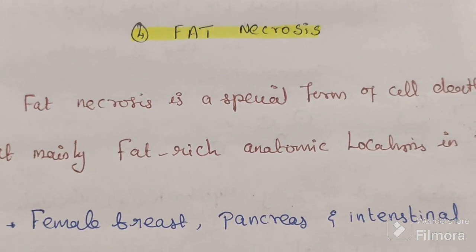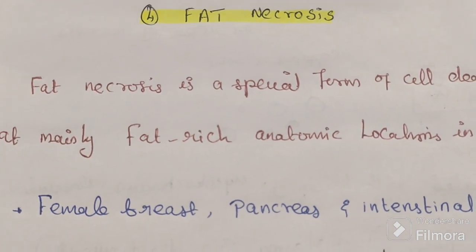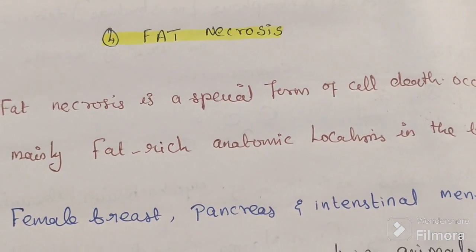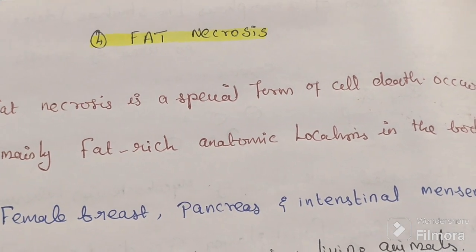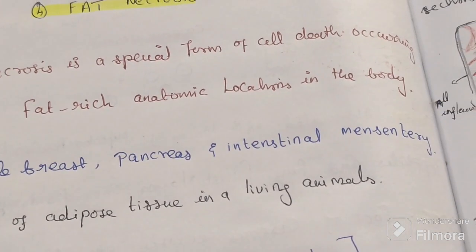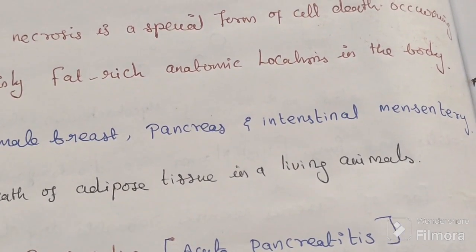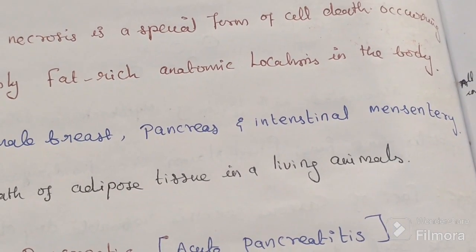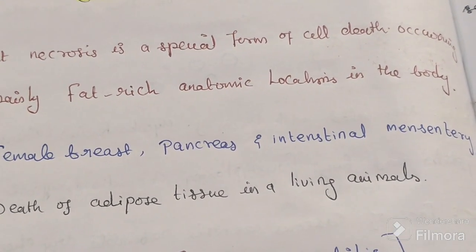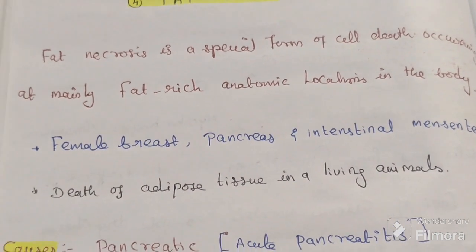Next, fat necrosis. These are the two special types of necrosis, fat and fibrinoid necrosis. It is a special form of cell death occurring mainly in fat-rich anatomical locations of the human body. What are the three important parts? First pancreas and intestine. Any of these three organs can undergo necrosis. Cells of the organs will die because of deposition of fat.